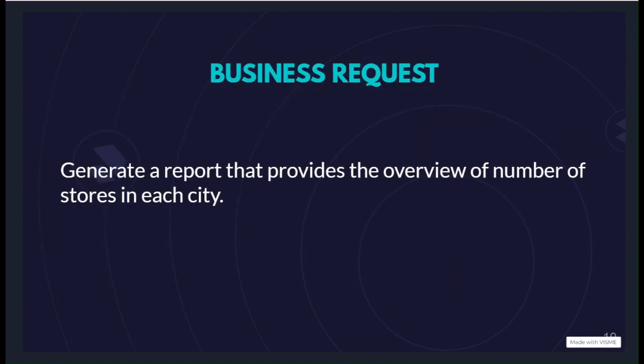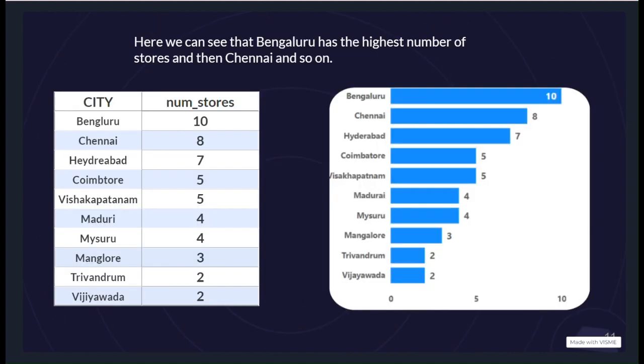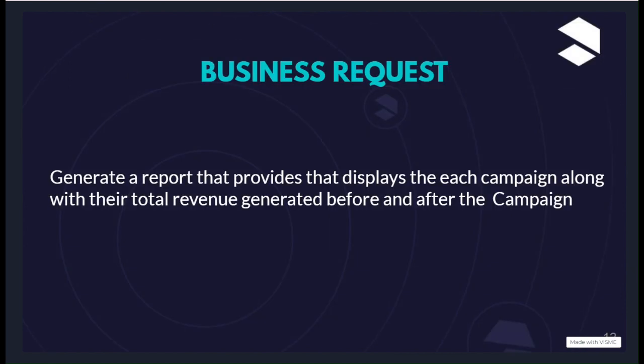The second business request is to generate a report that provides an overview of the number of stores in each city. As you can see, Bangalore has the highest number of stores, then Chennai, then Hyderabad, and so on. This is the SQL query output and this is the Power BI report output to verify the data.